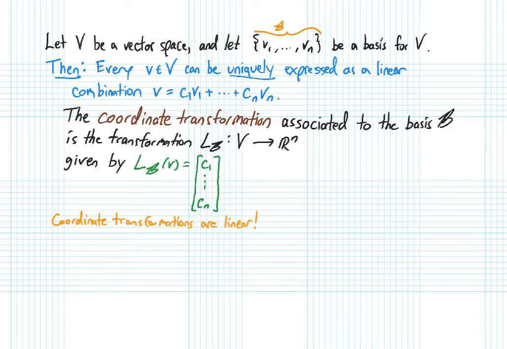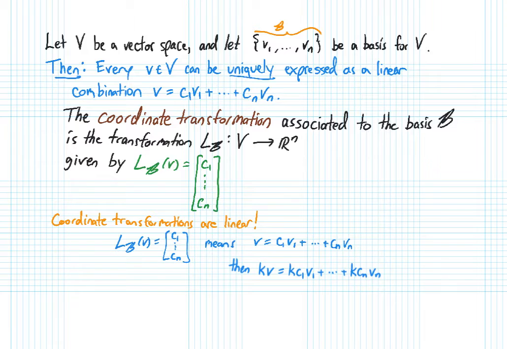This is a linear transformation. I'll go through the explanation of why it works with scalar multiplication, and I'll leave you to do the addition part. All right, so suppose LB of v is the vector c1 to cn. What that means is that v is c1 times v1, and so on, all the way up to cn times vn. That is how the coordinate transformation is defined.